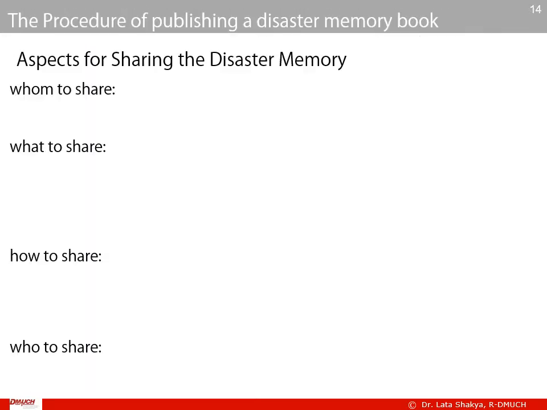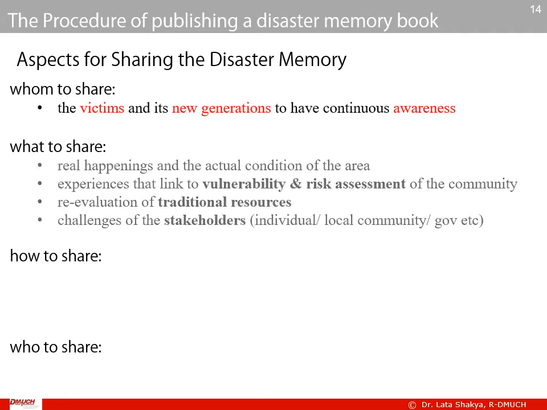The sharing of disaster memory is considered with following 4 aspects: whom to share, what to share, how to share, and who to share. We decided the contents of the sharing memory should be connected with real happenings and the actual condition of the area, experiences that link to vulnerability and risk assessment of the community, re-evaluation of traditional resources, and challenges of the stakeholders.